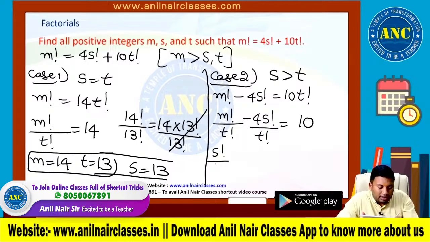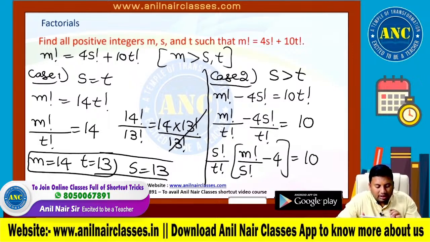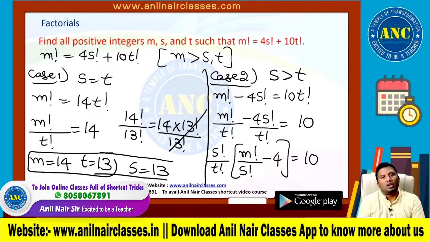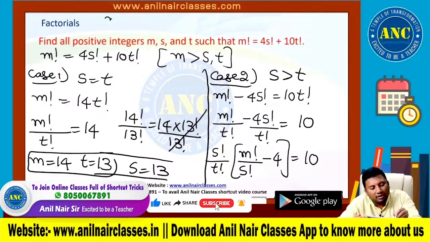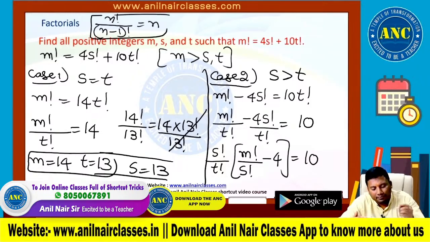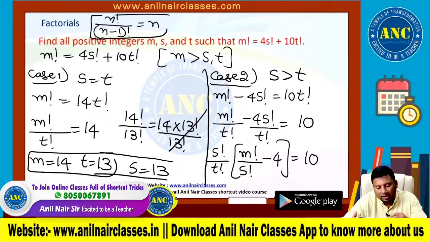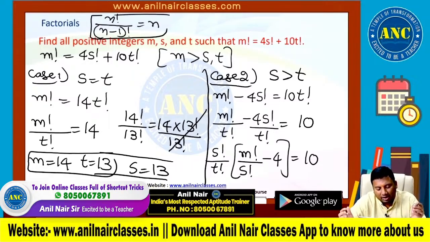S factorial by t factorial into m factorial by s factorial minus 4, it is 10. Till here it is clear? Yes or no? m factorial minus 4s factorial equivalent to 10t factorial. t factorial, I took it out in the denominator. Why? Because we know that n factorial by n minus 1 factorial is n. m factorial by t factorial minus 4s factorial by t factorial is 10.